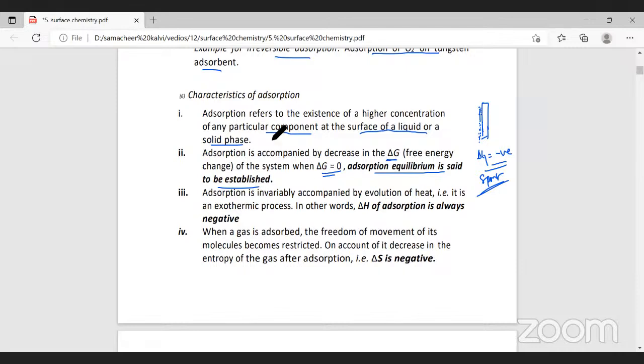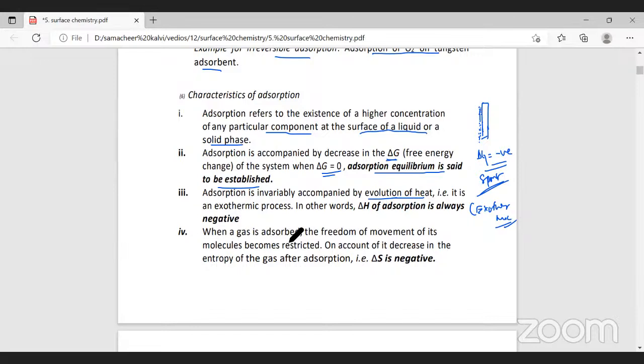A third characteristic of adsorption: adsorption is invariably accompanied by evolution of heat. So adsorption is always an exothermic process. When we say exothermic process, heat energy is given out. Therefore, adsorption is invariably accompanied by evolution of heat.